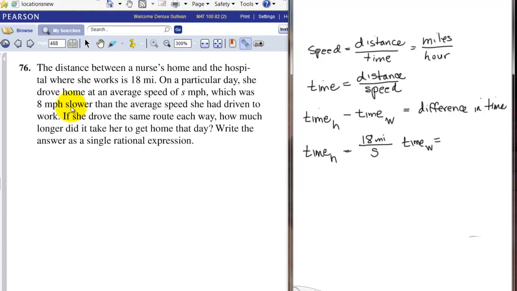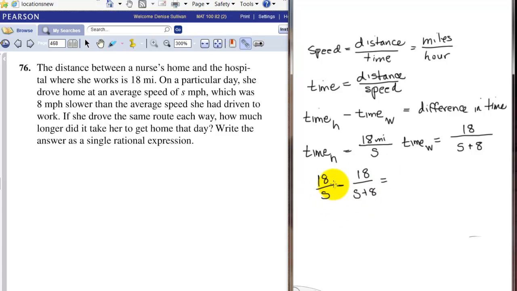Well, if it was 8 miles per hour slower to get home, then getting to work was 8 miles per hour faster. Now here's her speed to get home. To get to work, it was 8 miles per hour faster than that. So there's an expression for the time that it took her to get to work. And we're looking for the difference in time, the time it took her to get home, the difference between that and the time it took her to get to work.